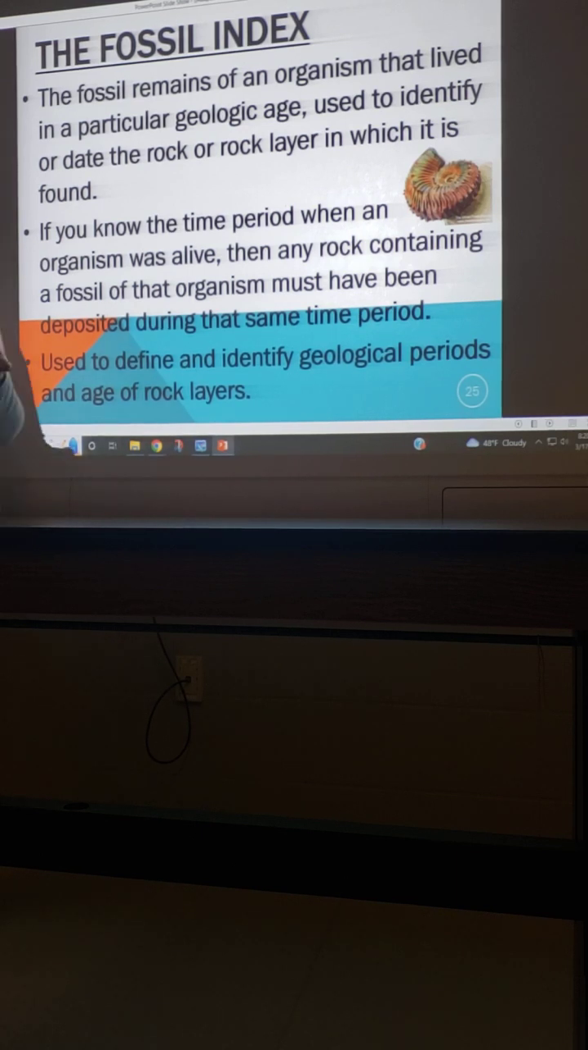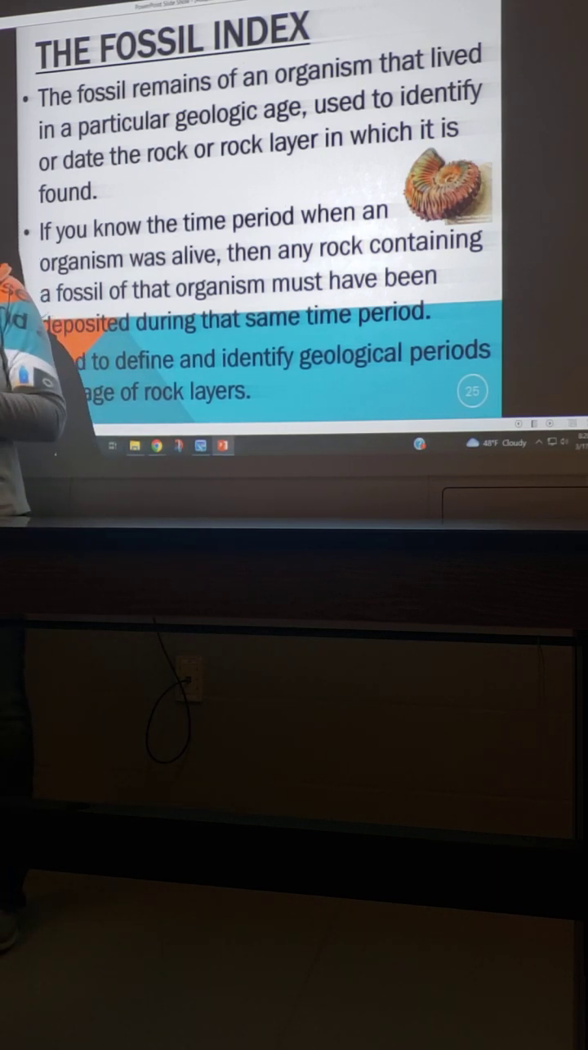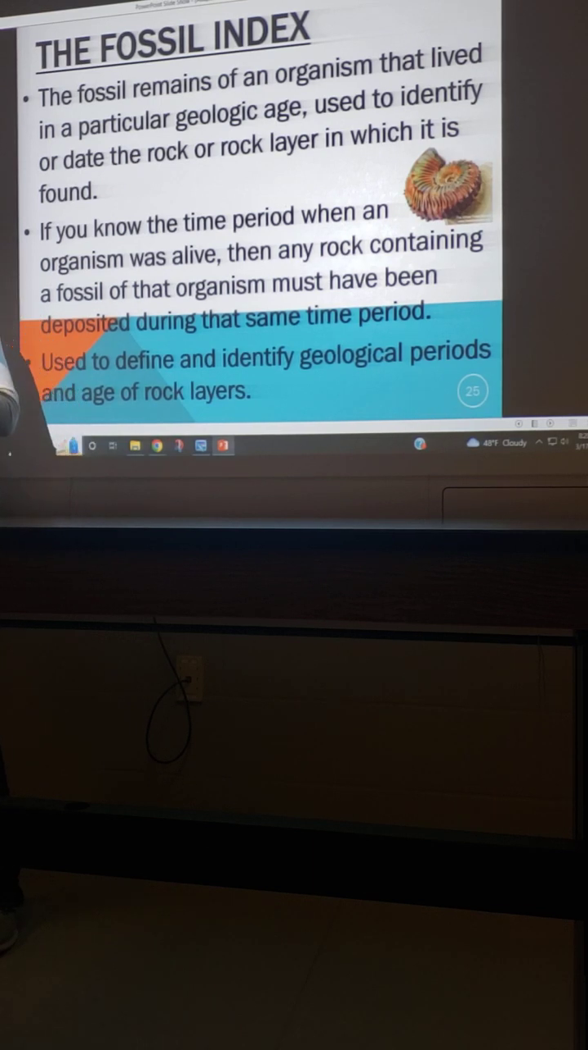So we're going to start talking about something called the fossil index. And the fossil index is not going to include every single fossil. There are certain requirements that make fossils a candidate, something useful that could be used.